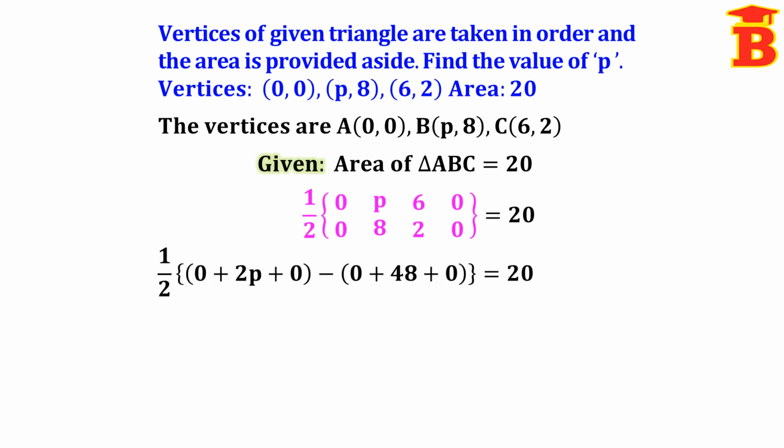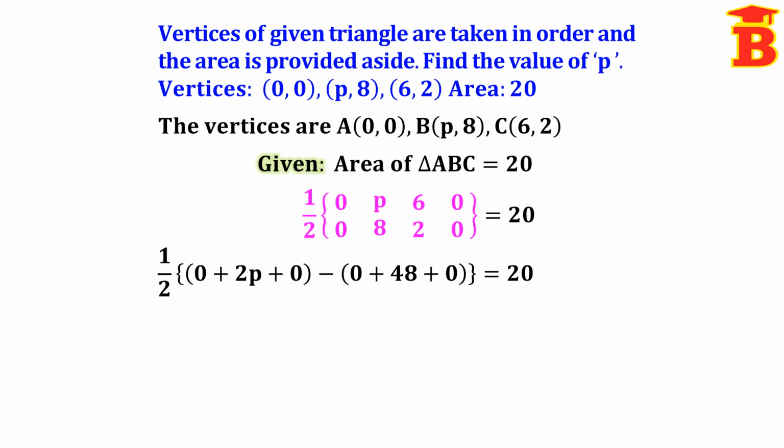And now for the expansion, we use the procedure right multiply minus left multiply. So half into right multiply 0 into 8, 0. P into 2, 2p. 6 into 0, 0. Minus left multiply 0 into anything, 0. Plus 6 into 8, 48. Plus 0 into anything, 0.